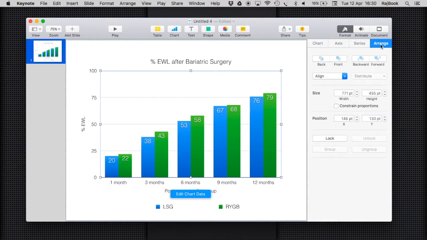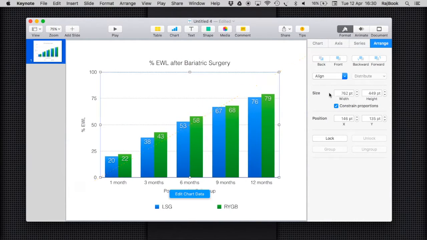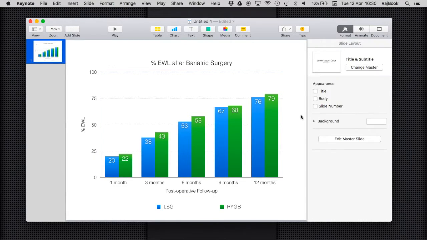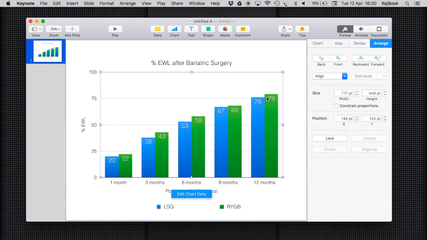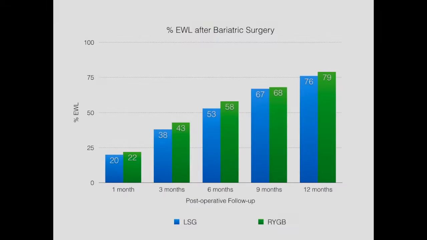So if you constrain the properties, what happens when you reduce it? The aspect ratio is maintained, but if you don't constrain it, the aspect ratio will be bad. But you can stretch it whichever way you want, so that you can suit the whole slide. Once that is done, you have the whole slide done. So you play, and it will be a beautiful picture of the graph that you wanted. So this is one way of presenting a graph.